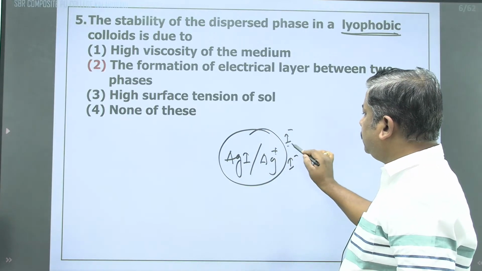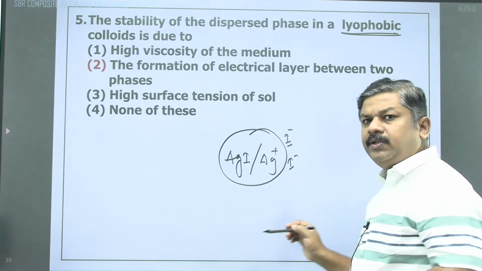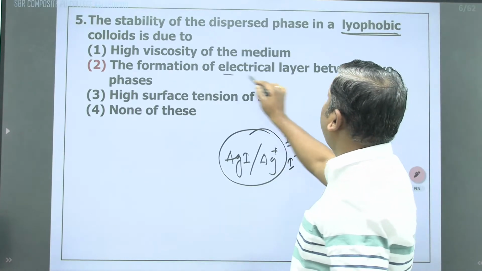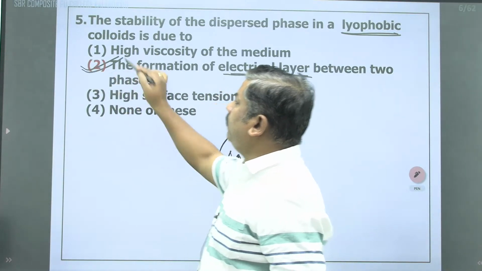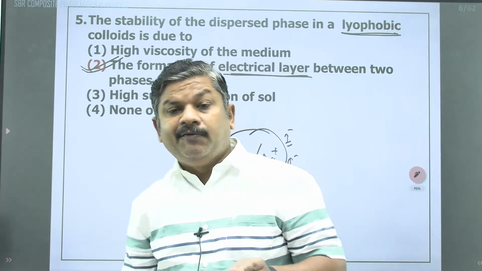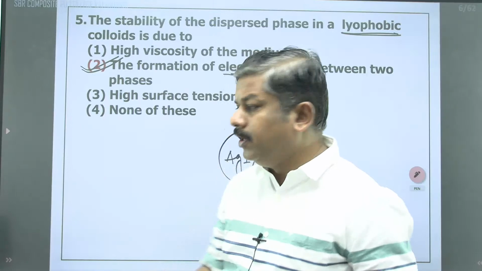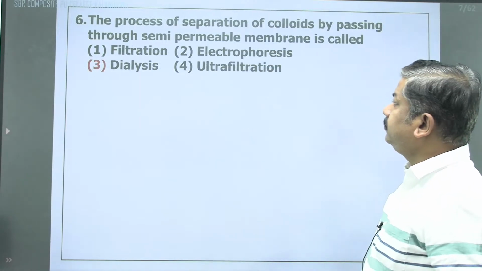Between these particles and the next particle, there is an electrical double layer. It is also called the electrokinetic potential or zeta potential. That electrical double layer is present between the phases. Because of that, lyophobic colloids are stable to some extent. But between lyophilic and lyophobic, lyophilic colloids are found to be more stable when compared to lyophobic colloids. So for question number 5, the second option is correct.